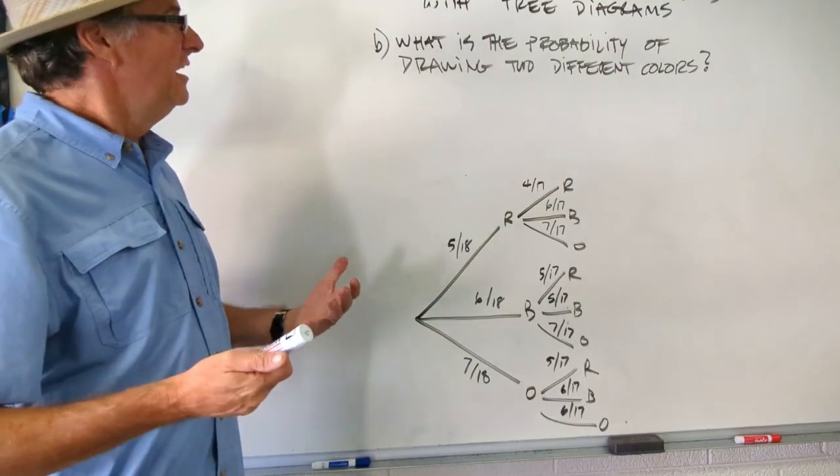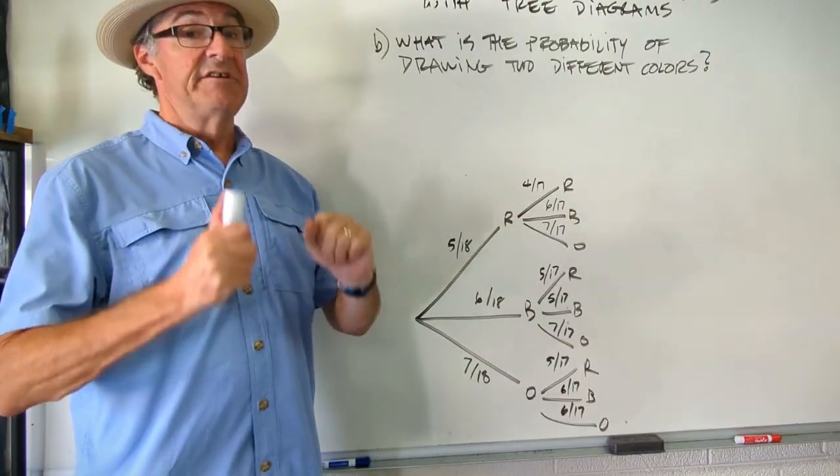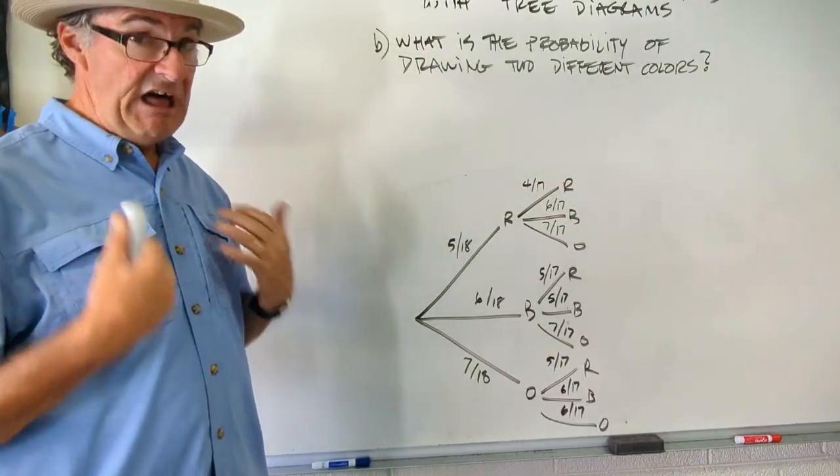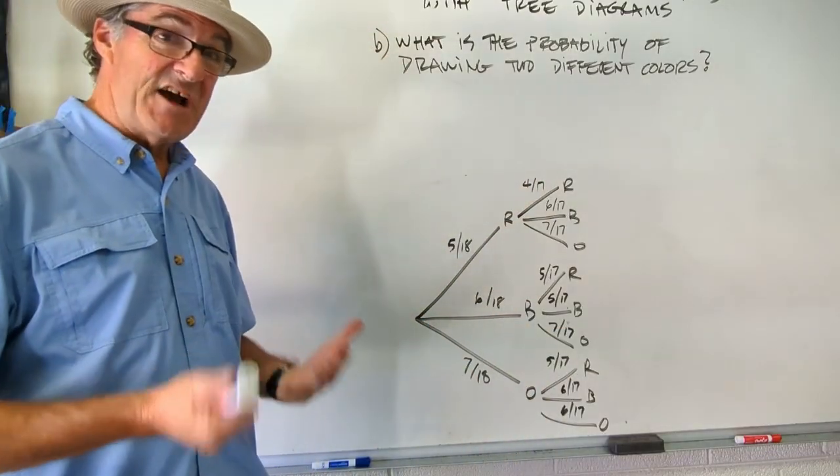Okay, here it is. What is the probability of drawing 2 different colors? Now we have a lot of different outcomes for 2 draws. We have 3, 6, 9. We have 9 different outcomes.